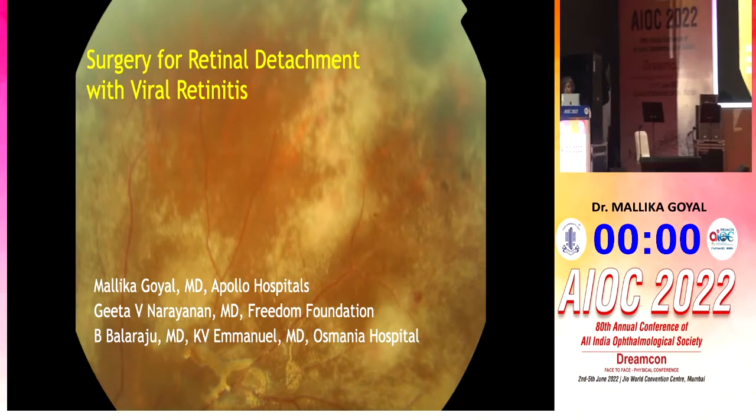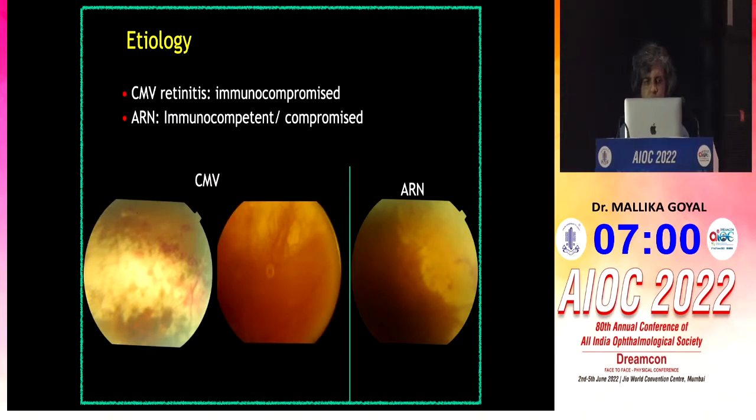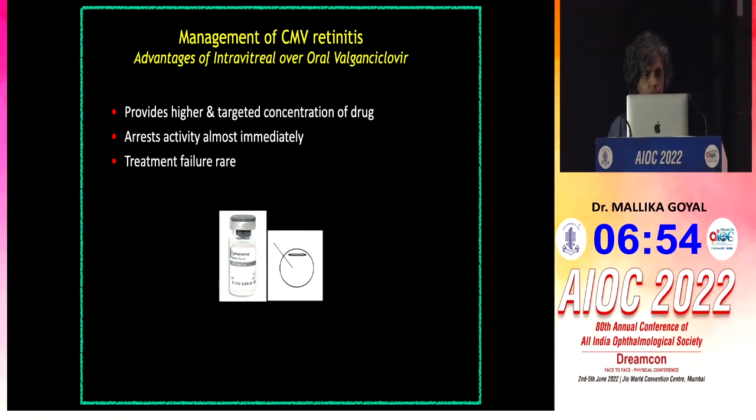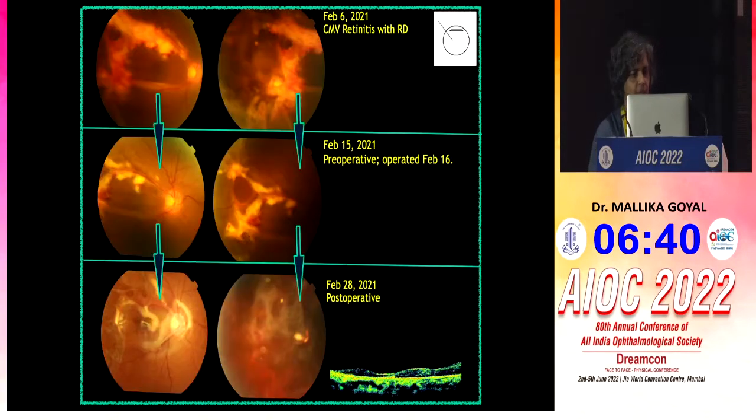I'll just go through our experiences with extensive viral retinitis causing retinal detachments. These can be from CMV retinitis, which is very common, or from acute retinal necrosis. When we see a patient with extensive CMV retinitis, the first thing we do is give intravitreal ganciclovir, because that gives almost immediate response, as you can see here. And within a week, we are able to operate the patient.